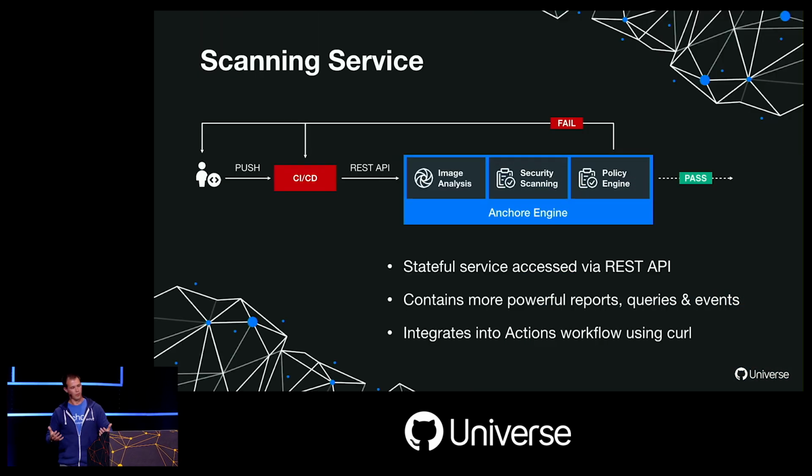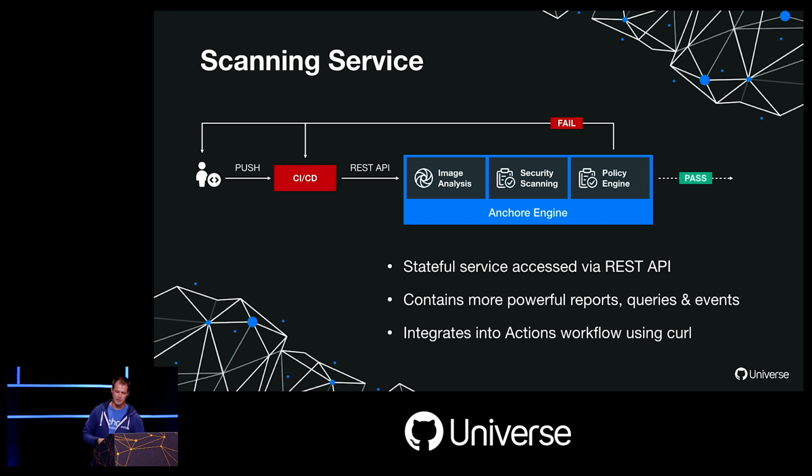So how does it actually work? What does Anchor actually do? Anchor Engine is an open source project that provides a stateful service that you make API calls to, and tell it to analyze images, and it fetches those images from Docker image registries, analyzes them, and provides an API for asking questions about, did it pass policy? What does it have in it? You get a notification if there's a change in the vulnerability status of an existing image, et cetera, et cetera.